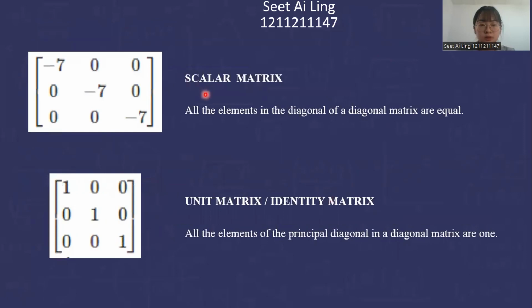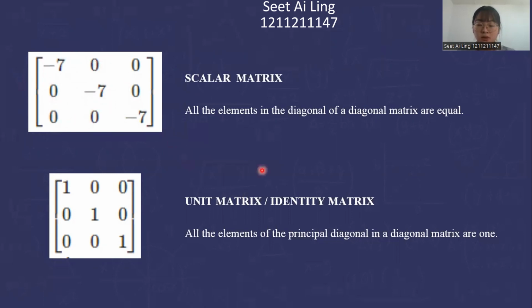The third one is scalar matrix. A scalar matrix is one in which all the elements in the diagonal of a diagonal matrix are equal. So it is the same as a diagonal matrix, but in the diagonal you can see all the same number, -7, -7, -7 here, and except for the diagonal everything is 0. So this is a scalar matrix.